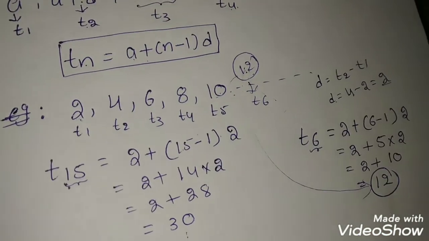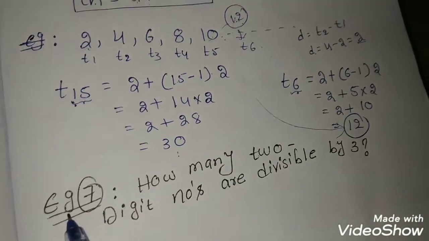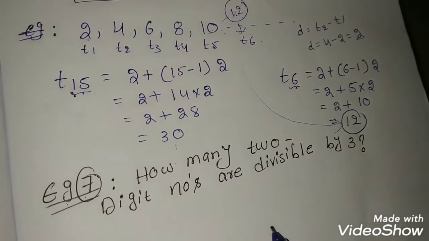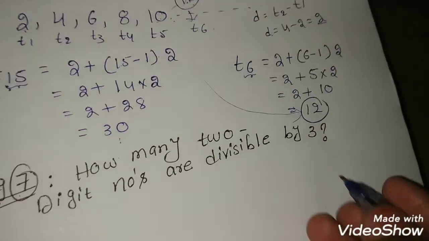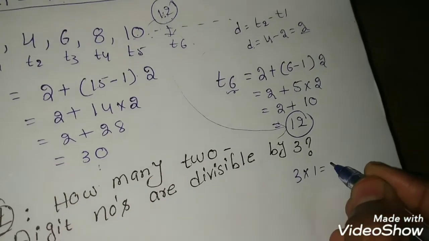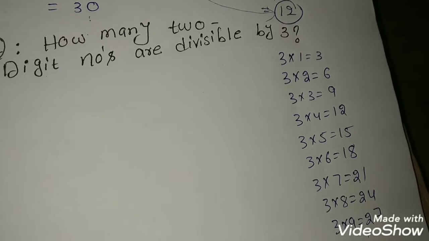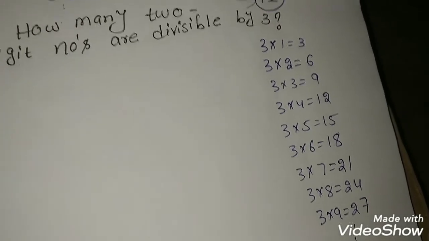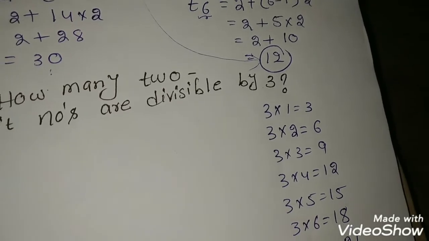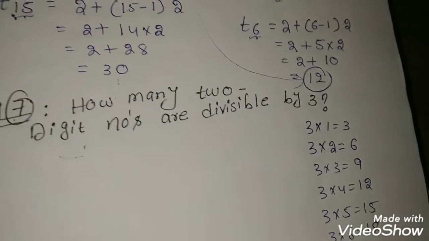So let's go to the textbook examples. In example 7: how many 2-digit numbers are divisible by 3? Do you know the table of 3? 3 ones are 3, 3 twos are 6, 3 threes are 9, 3 fours are 12, 3 fives are 15. This is the 3 table. So what they asked is, how many 2-digit numbers are divisible by 3?